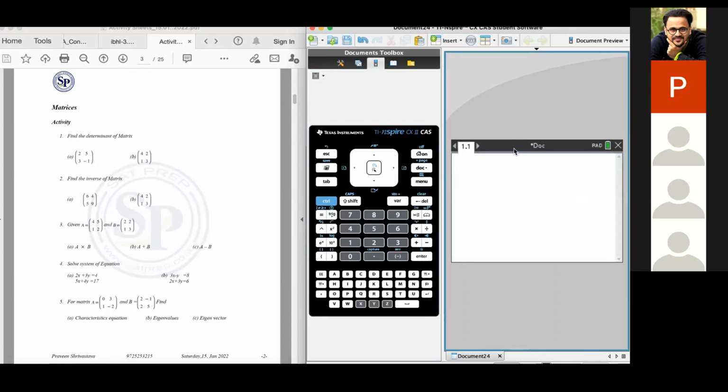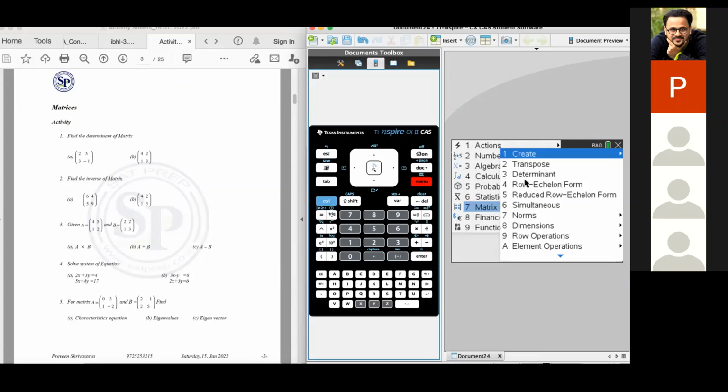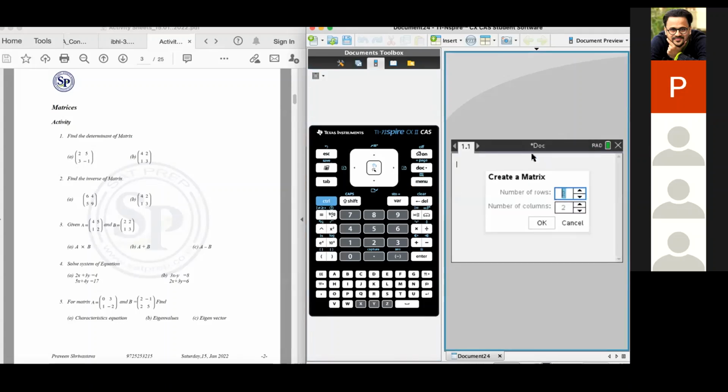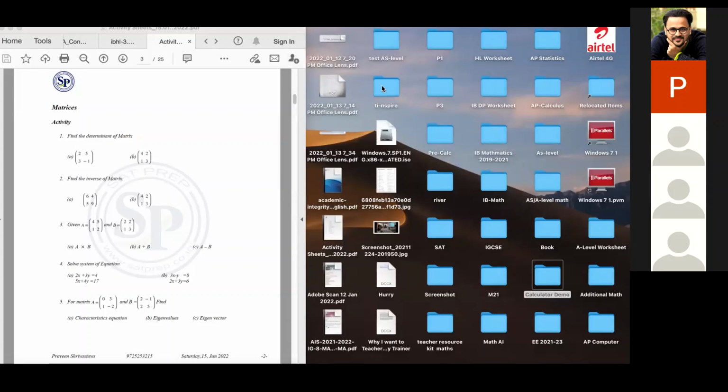Calculator mode. Now we are looking at how to find the determinant of the matrix. First of all, we will have to create a matrix. We'll choose option number 7 and create the matrix here. Looking for two rows, two columns, so a 2x2 matrix. We will enter data 2, 5, 3 and minus 1. Then you can store this value in any variable. Now, as we want the determinant value of this, just a minute.